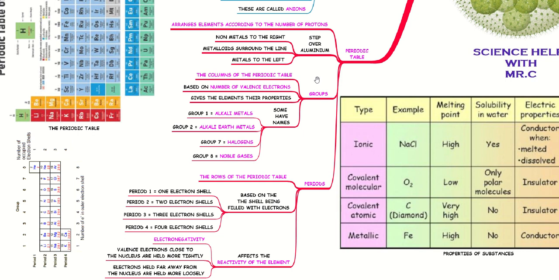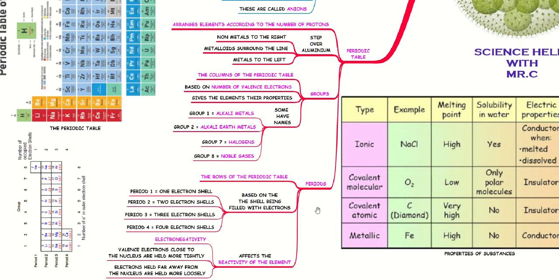Now, the groups are the columns, and the columns tell you the number of valence electrons, and valence electrons are the electrons in the outer shell. So the groups define the characteristics of the element. Group 1 is called alkali metals. Group 2 is called alkali earth metals. Group 7 is called the halogens, and Group 8 are called the noble gases.